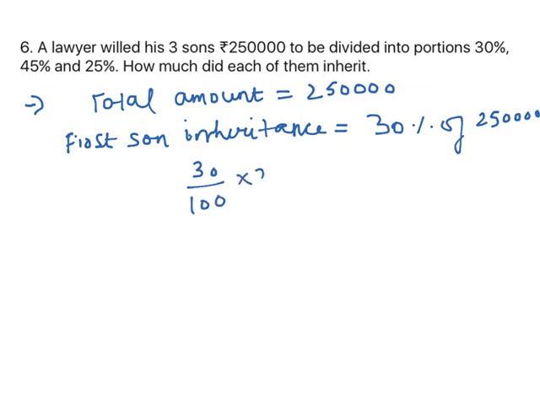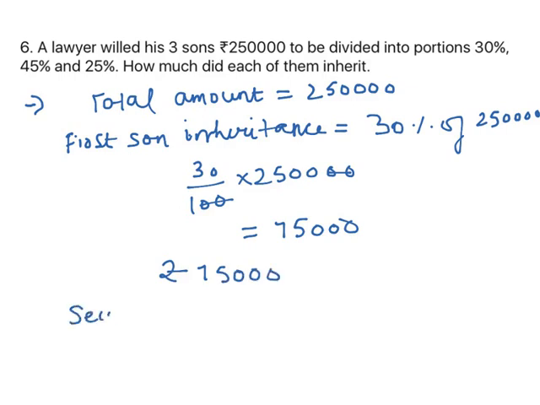30% of 2,50,000. So here these two 0s can be cancelled with these two 0s, and 25 times 3 will give us 75,000. So it means the first son will get rupees 75,000. Now the second son got 45% of the total will, that is 2,50,000.